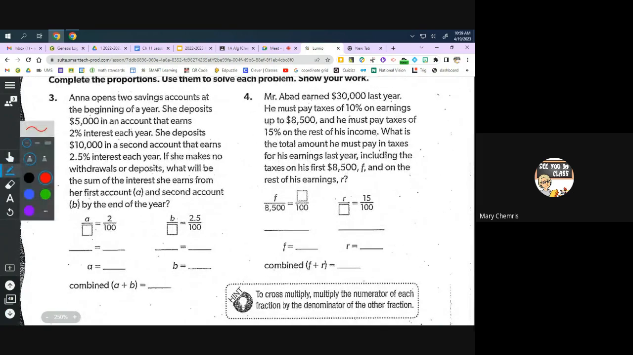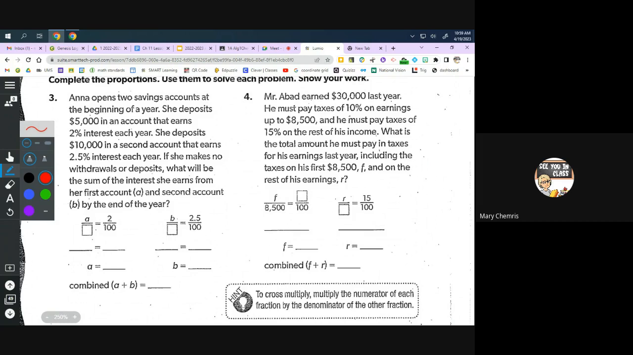So for number three, it says Anna opens 2 savings accounts at the beginning of the year. She deposits $5,000 in an account that earns 2% interest, and she deposits $10,000 in a second account that earns 2.5% interest each year. If she makes no withdrawals or deposits, what will be the sum of the interest she earns from her first account and the second account by the end of the year?